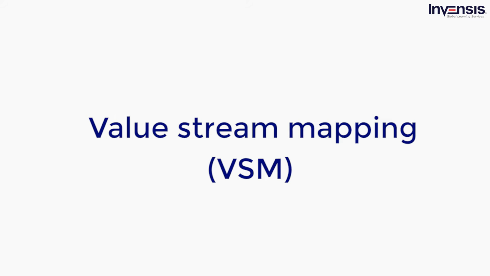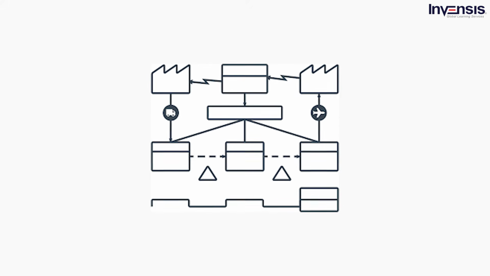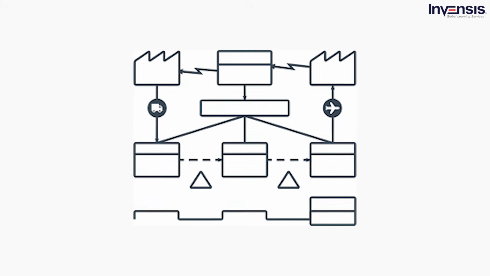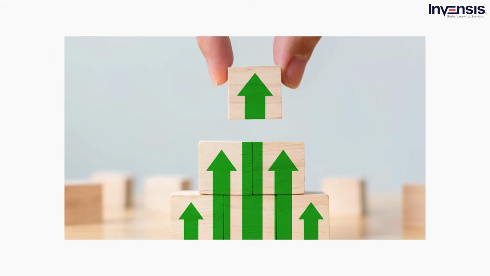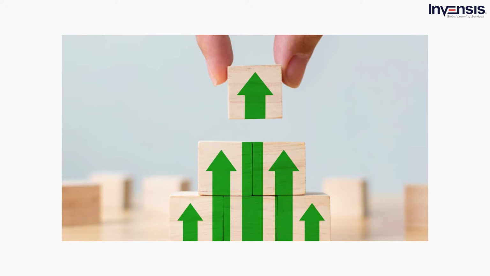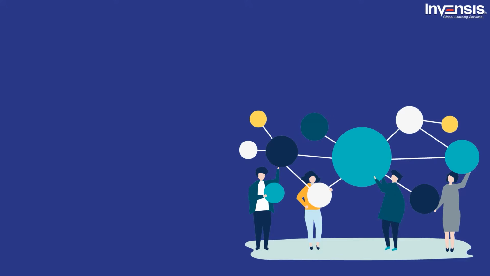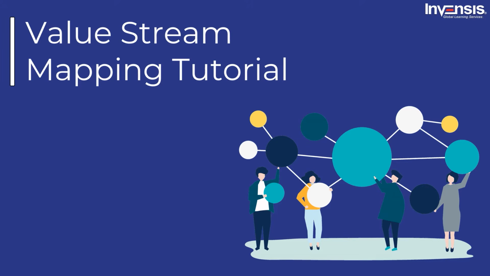Value Stream Mapping, VSM, is defined as a lean tool that employs a flowchart documenting every step in the process. Many lean practitioners see VSM as a fundamental tool to identify waste, reduce process cycle times, and implement process improvement. Thus, today's video is about value stream mapping.